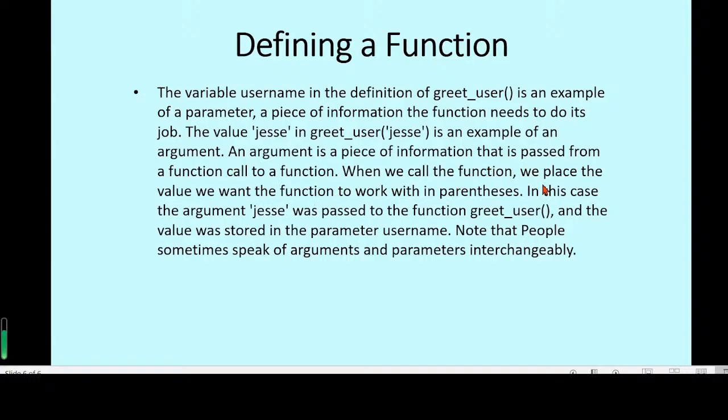So when we call a function, we place the value we want the function to work with in parentheses. In this case, the argument Jesse was passed to the function greetUser, and the value was stored in a parameter username. Note that people sometimes speak of arguments and parameters interchangeably.